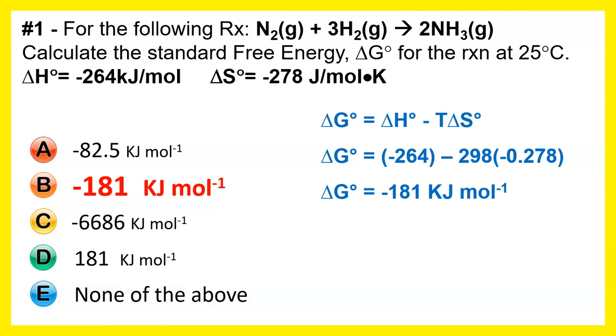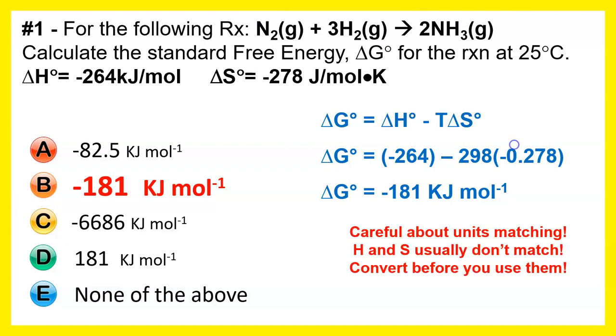So is this a spontaneous reaction? Yep, delta G is negative. Put a big note to be careful about your units, especially if you didn't catch that. It is common for one of the wrong answer choices to have been the answer if you forgot, right? They're going to put that on there to trick you.